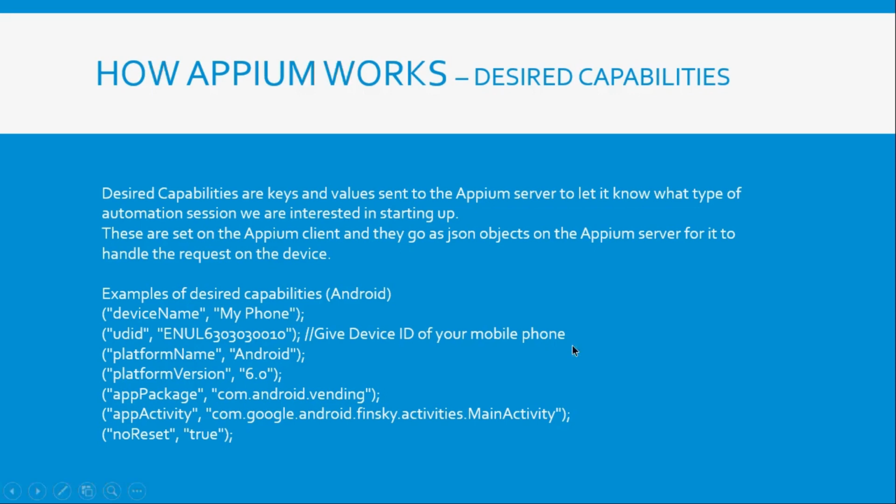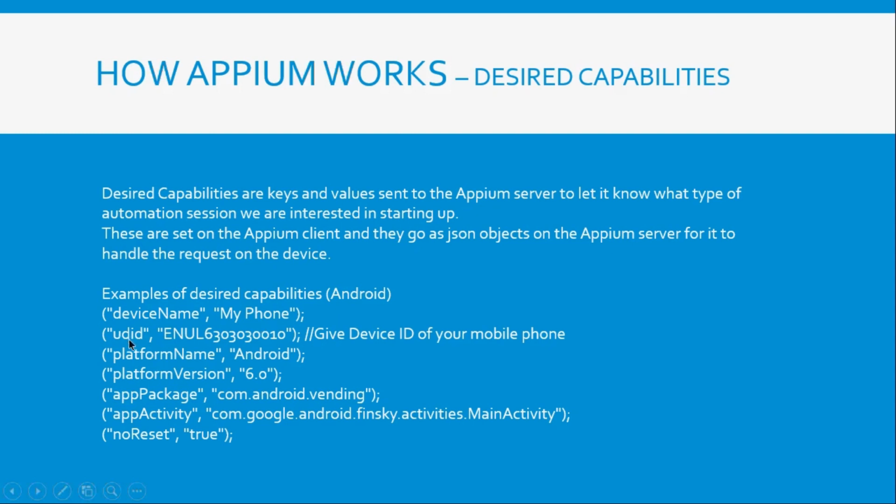Now we talked about the desired capabilities. We said these are keys and values sent to the APPIUM server to let you know what type of automation session we are interested in starting. They go as JSON objects to the APPIUM server for it to handle the request on the device. I gave you an example, and I said the device name has to be in the desired capabilities.